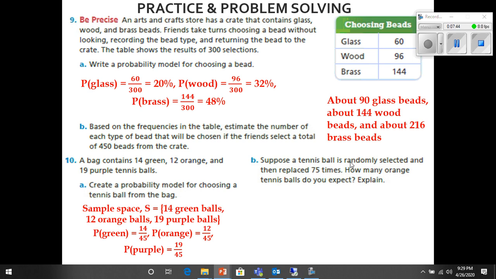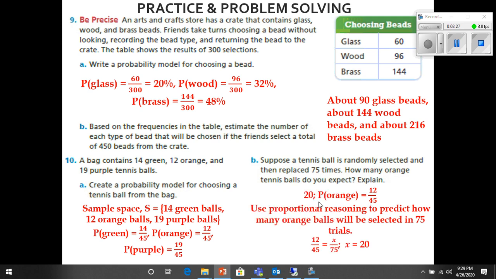Now, suppose a tennis ball is randomly selected and then replaced 75 times. How many orange tennis balls do you expect? Oh boy, so we're changing the number from 45 to 75. So again, we're going to take the numerator, multiply it by our new denominator, 75, and then divide it by the old denominator, which is 45. So in this case, for green balls, it would be 14 times 75 divided by 45. For the orange ones, it would be 12 times 75 divided by 45. And for the purple balls, it would be 19 times 75 divided by 45.